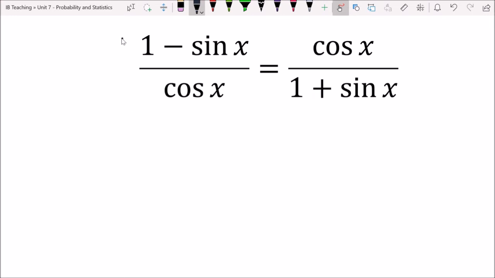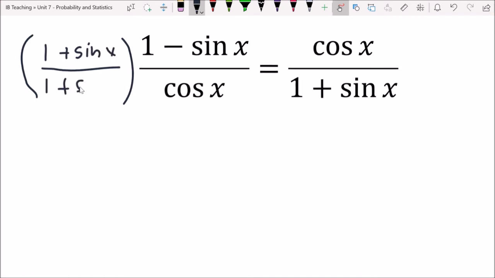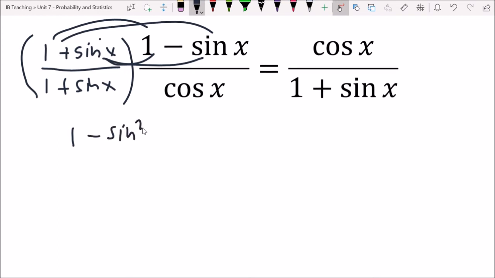I'm going to multiply by the conjugate, which is not something that we often do. It's not super common this year, but it is something you can do. So I'm going to multiply by 1 plus sine of x, 1 plus sine of x, and see if I can make this thing workable. Let's try it. I get 1 times 1 is 1, and 1 times negative sine is minus sine, and here's a plus sine, so they cancel. Then I multiply those, and I get minus sine squared x. In my denominator, I get 1 plus sine x, cosine x.